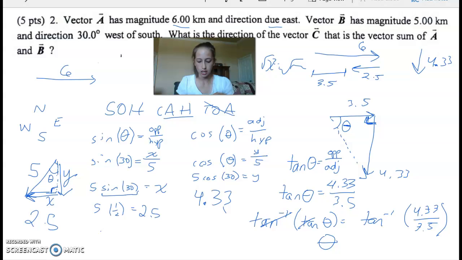Okay, so second tan, 4.33 divided by 3.5. I got 50-ish. So 50-ish degrees. I think the answer choice is, yeah, only one of them's 50-ish.